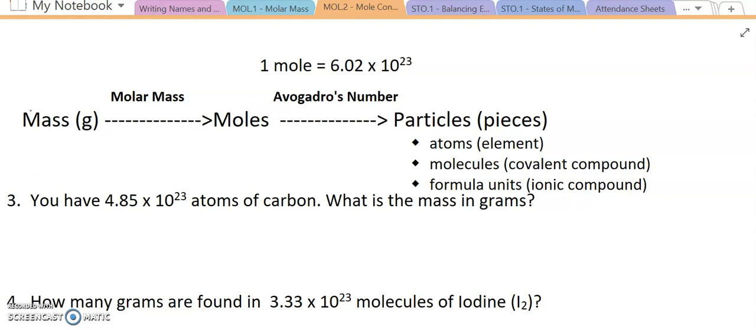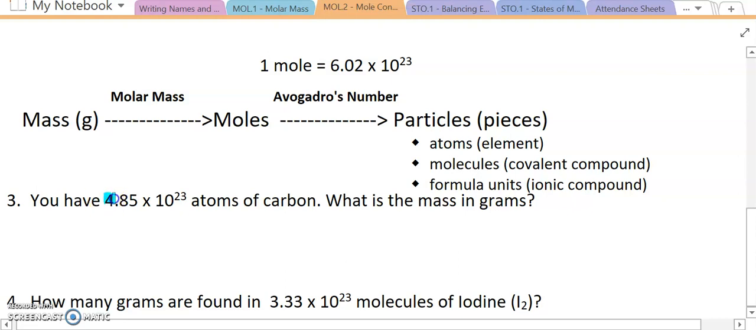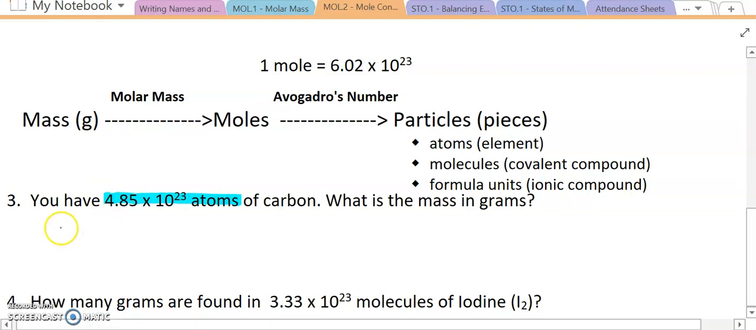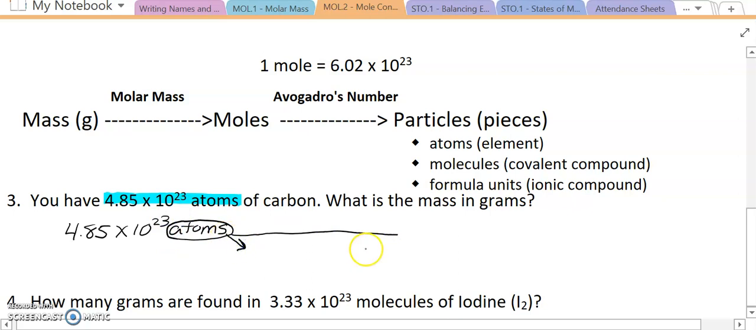Now, this one's worded a little bit differently, but it is the exact same type of calculation. Again, I am always going to take the number and the unit, and that becomes my starting point. So this time I have 4.85 times 10 to the 23rd, and this is atoms. And I can draw this line, and I know that if atoms is on top, atoms has to go on the bottom because I want to get rid of atoms and turn it into something else.